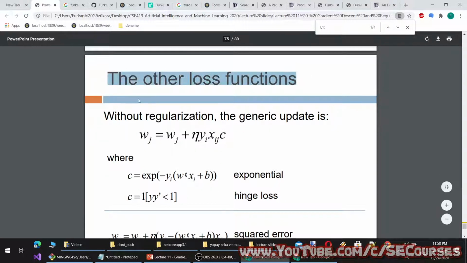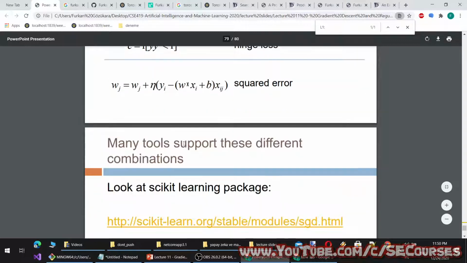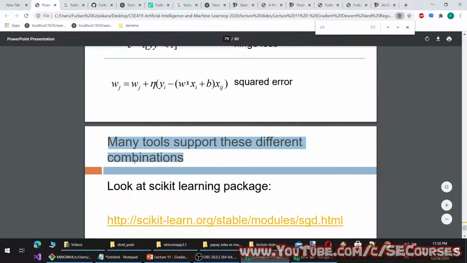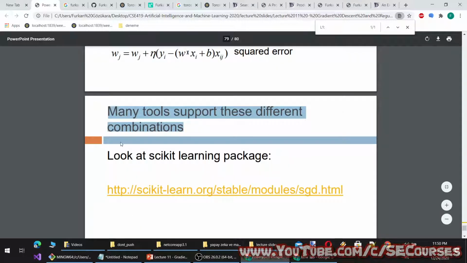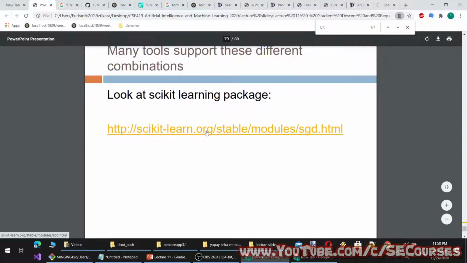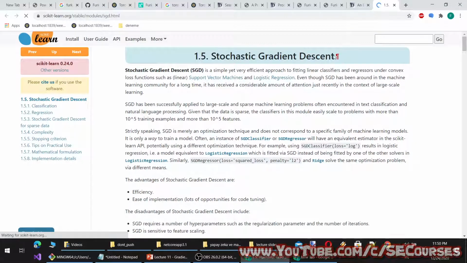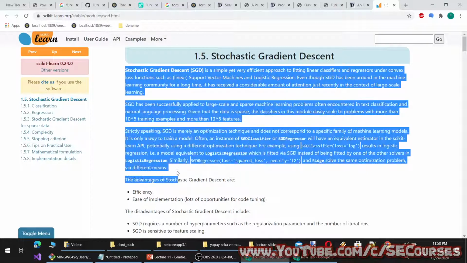Okay, there are other loss functions without regularization. The generic update is like this. And many tools support these different combinations. You can look for the scikit-learn package. You see stochastic gradient descent. Let's read it.